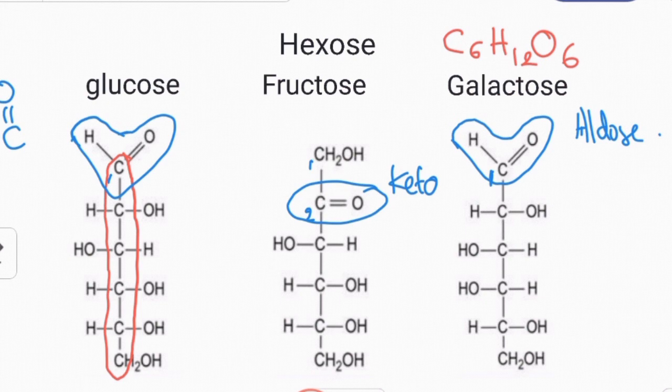And based on the functional group there are two types of monosaccharides. Some of them are aldose sugars. They have an aldehyde group as the functional group, but some of them are keto sugars. They have a keto group, a ketone group as the functional group. So that's about monosaccharides. Next, in the next lesson, we'll discuss disaccharides.